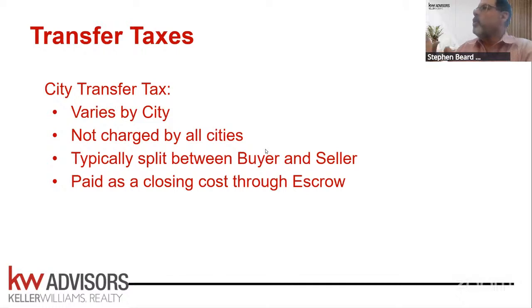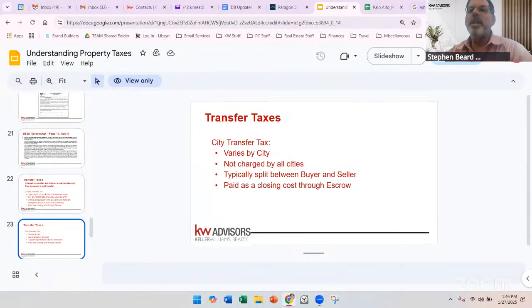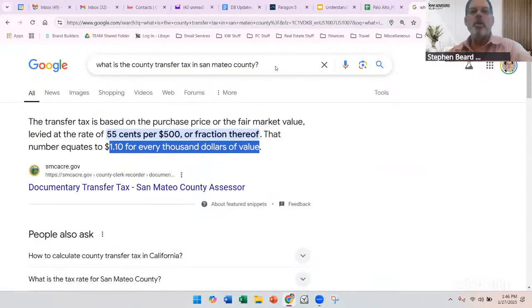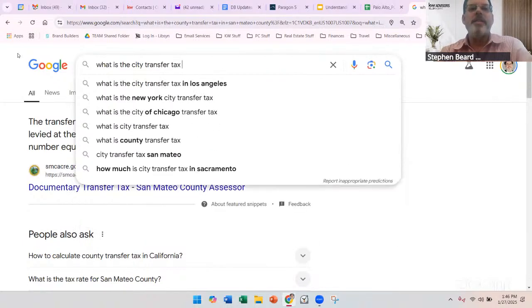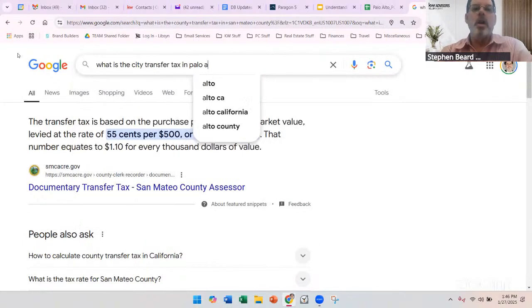So the city transfer tax is your business when you're writing an offer for a buyer or representing a seller, to know if the property is subject to a city transfer tax. How would you find out? You can ask title, but the much easier way nowadays is simply to ask Mr. Google, what is the city transfer tax in Palo Alto?